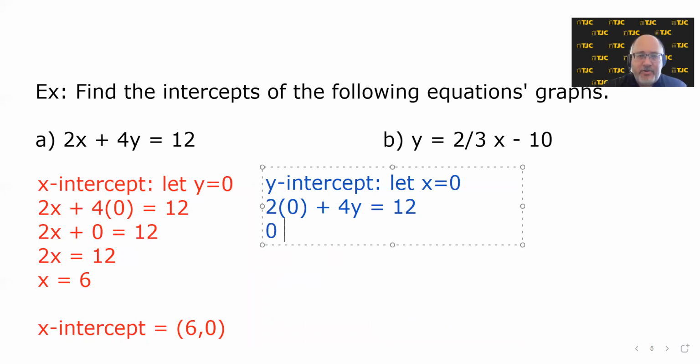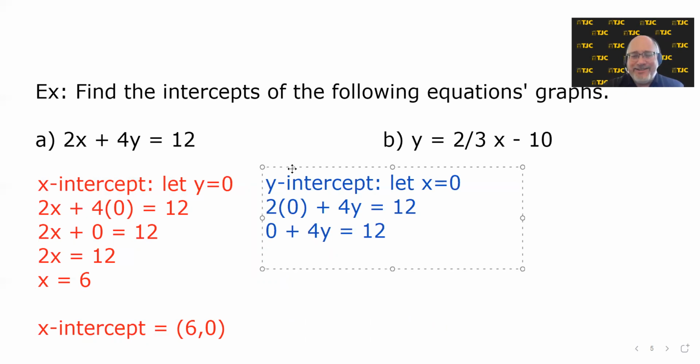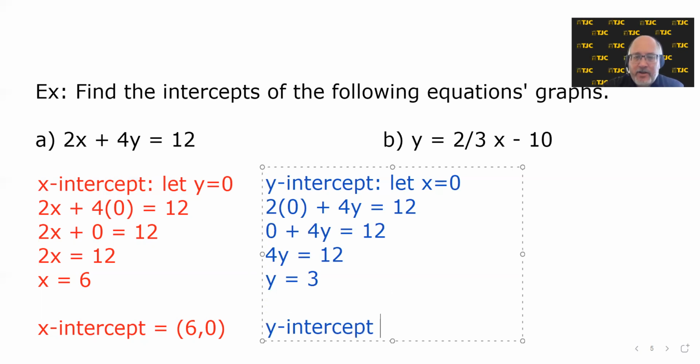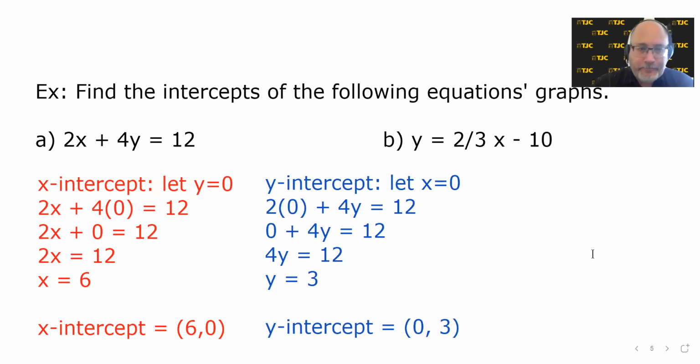But 2 times 0 is 0. And so the equation becomes 0 plus 4y equals 12. But 0 plus anything is itself, so 0 plus 4y is 4y. You could also subtract 0 from both sides, but think about that. And now it says 4y equals 12, so if I divide both sides by 4, I get y equals 3, which means the y-intercept is the point (0, 3), because we started by saying x equals 0.